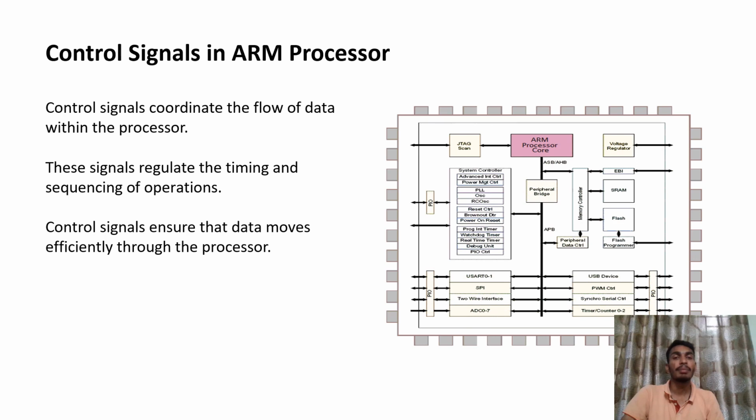Control signals in ARM processor. Control signals coordinate the flow of data within the processor. These signals regulate the timing and sequencing of the operations. Control signals ensure that data moves efficiently through the processor.